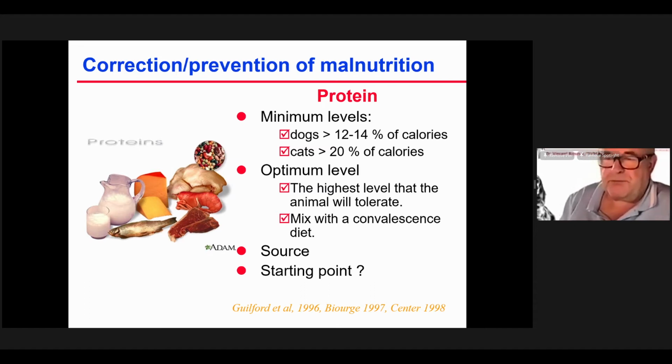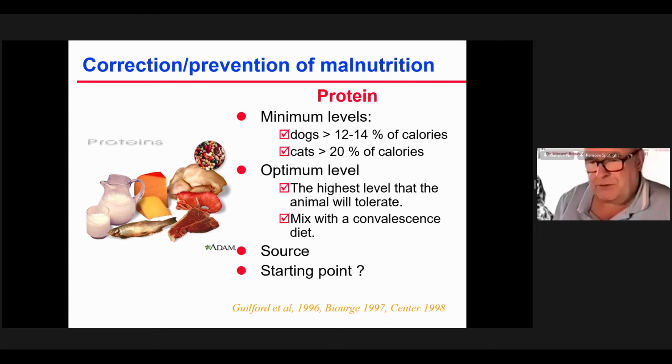The source of protein does matter. In fact, it has been shown that some proteins are better tolerated than others, and especially the dairy protein and the vegetable protein are better tolerated, especially in patients that suffer from hepatic encephalopathy.